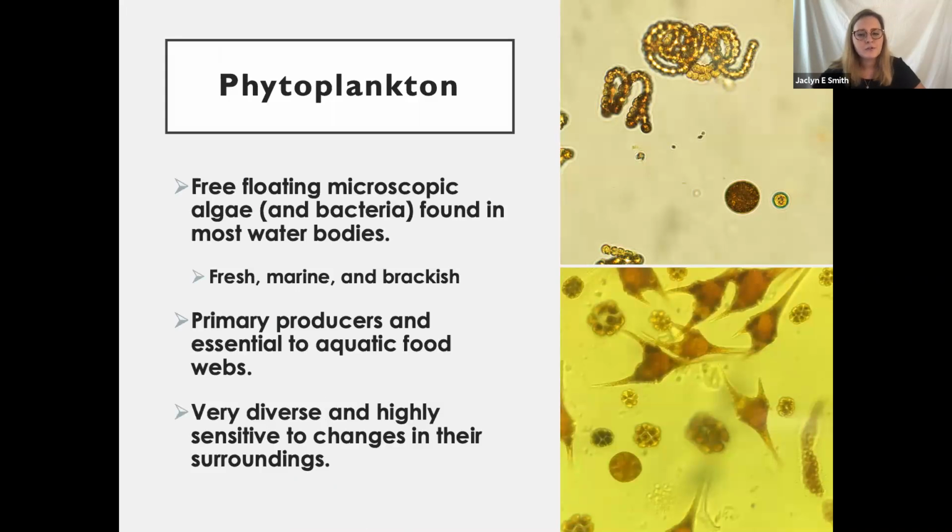So a little bit of background, phytoplankton, they are free-floating microscopic algae and bacteria as well, which are found in most water bodies. And this includes fresh, marine, as well as brackish. I just recently learned even sea ice technically. So they are primary producers and they're essential to most aquatic food webs. They're highly diverse, very sensitive to changes within their surroundings.